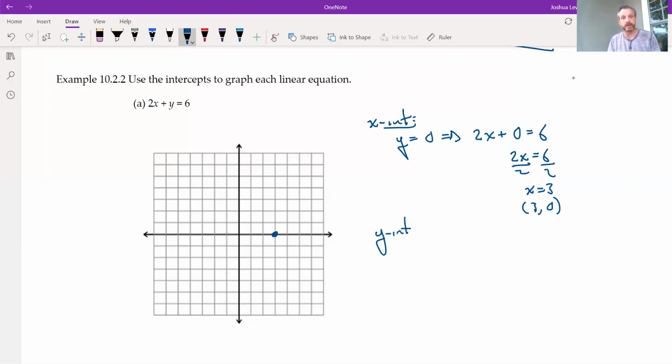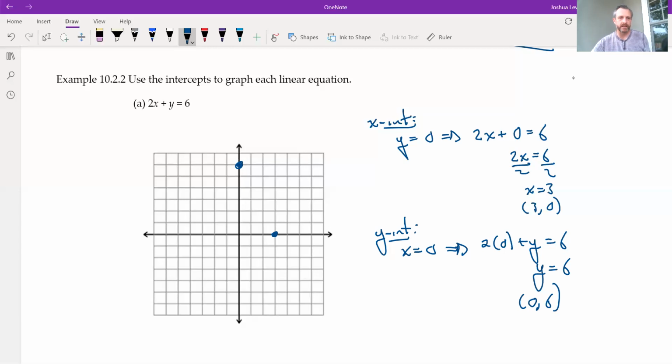Next, we're going to find the y-intercept. Where does this graph cross the y-axis? So now I'm going to let x be 0. And in this case, we'll have 2 times 0 plus y equals 6. So y equals 6. But again, this is the point 0, 6. So here's 0, 1, 2, 3, 4, 5, 6. And once I've got those 2 points, then I can graph the line.